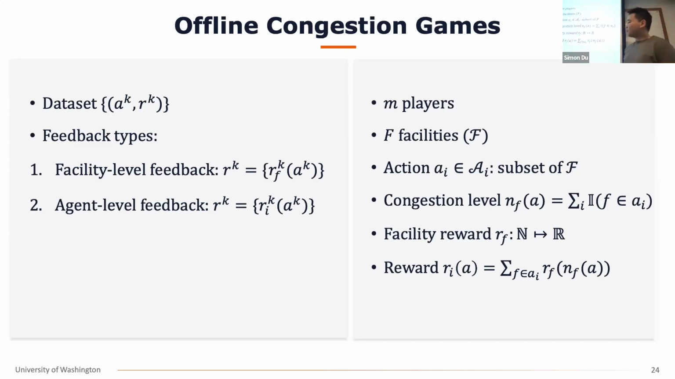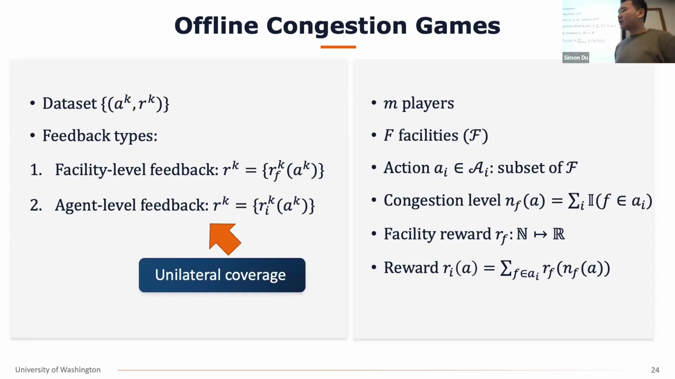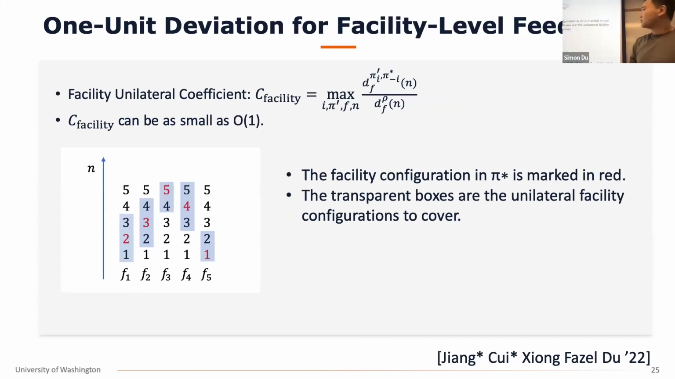Okay, so there are 2 types of feedback. One is facility level feedback, where you see the reward from each facility. That's kind of fine-grained feedback. And the other one is more standard, agent level feedback, where you can only observe the total reward from each agent. And that's similar to a unilateral coverage assumption. For the second kind of feedback, you only need this unilateral coverage. What's interesting is that if you have more fine-grained feedback at the facility level, actually you need a weaker condition to obtain this Nash equilibrium. So this is the final result I want to show.